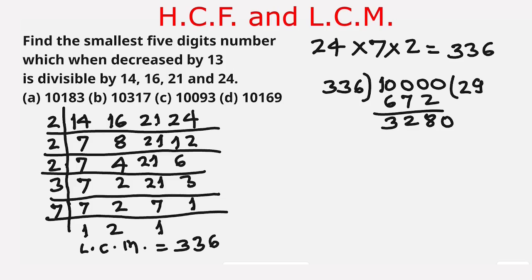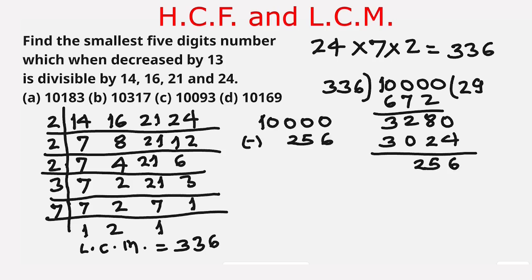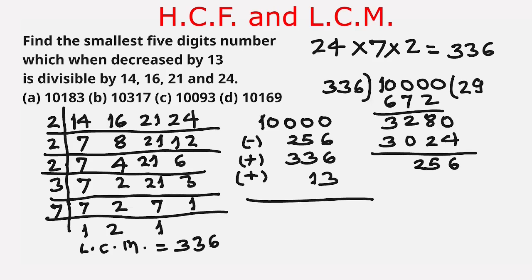9 times 336 is 3024. On subtracting 3024 from 3280, we get 256. We subtract 256 from 336 and we also add 13 to get our answer. 336 minus 256 is 80. 80 plus 13 is 93. 93 plus 10,000 is 10,093.